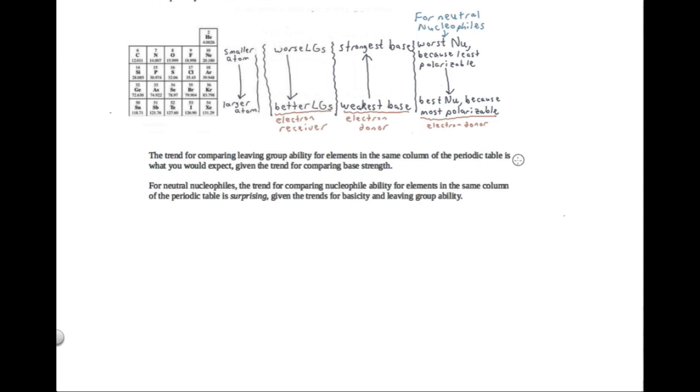We've discussed that the trend for leaving group ability is just what you would expect based on the trend for base strength. These two trends are very consistent with each other, and we gave full explanations for the leaving group trend and the base trend based on the size of the atom. On the other hand, we said that the trend for nucleophiles is surprising and doesn't seem all that consistent with the trends for leaving groups and bases. So it's important to have memorized what the trend for nucleophiles is as an experimental fact.